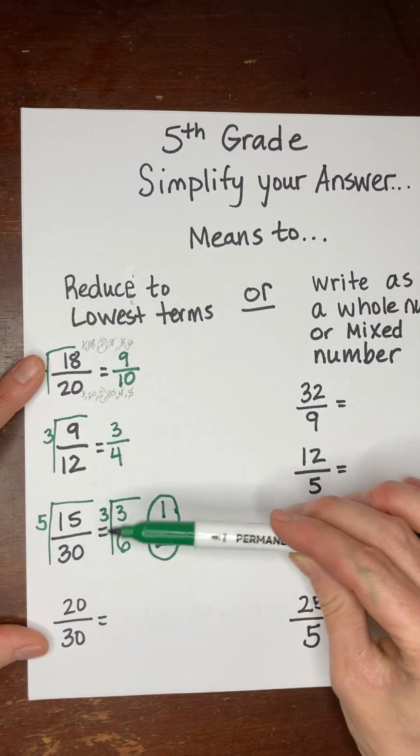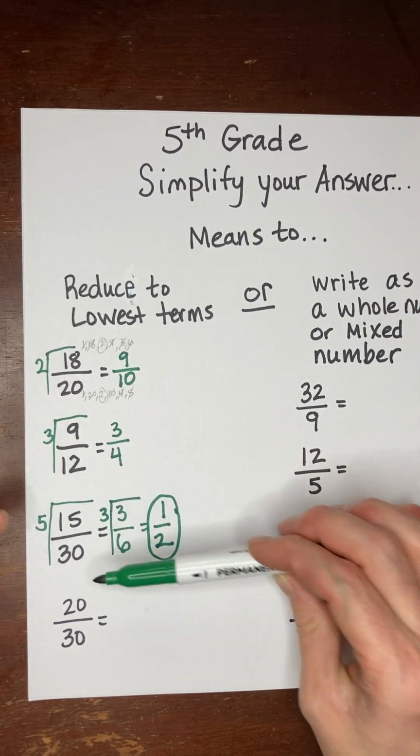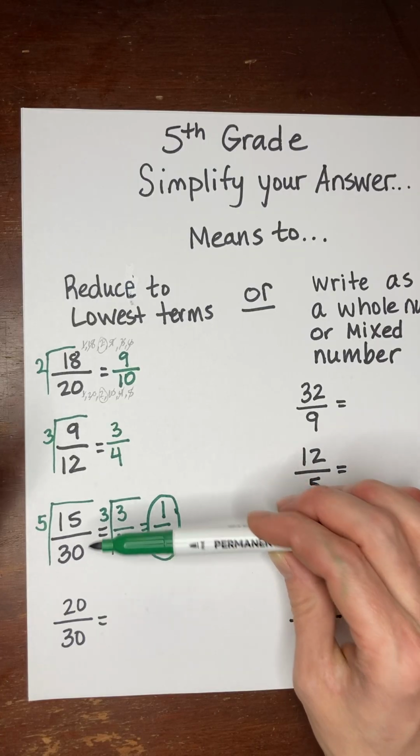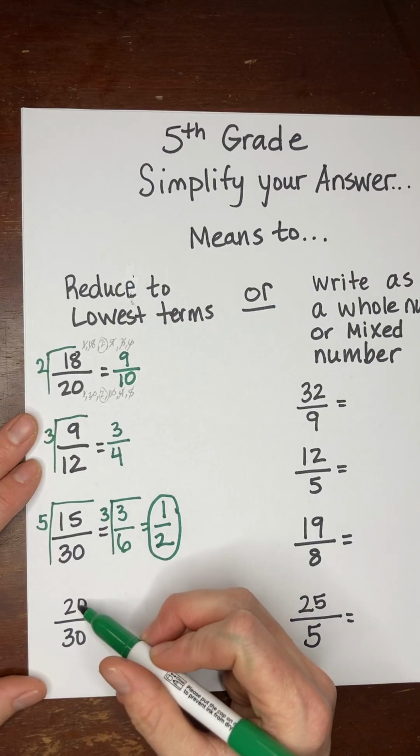Okay, so I always suggest to students that if you're not strong in your multiplication tables, start with the smallest number you know can go in, and just keep doing it until you get lowest terms. Okay, 20 and 30.